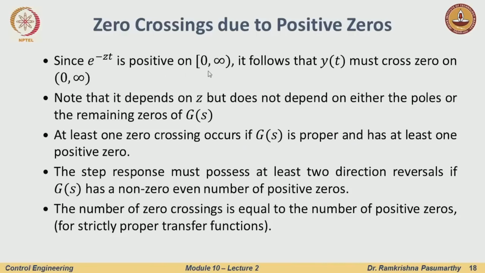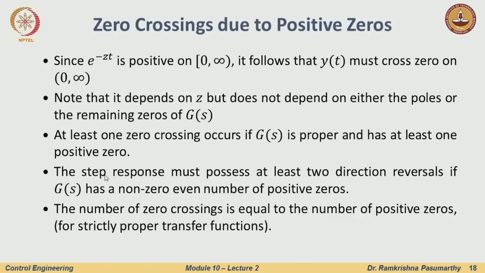Since e to the power minus zt is positive for all times, it follows that y(t) must cross 0 somewhere in this interval. Now this is important: note that this only depends on the positive number z. It does not depend on either the poles or the remaining zeros. Just this one is what is causing it to cross 0. So, at least one zero crossing occurs if the transfer function is proper and has at least one zero on the right half plane.